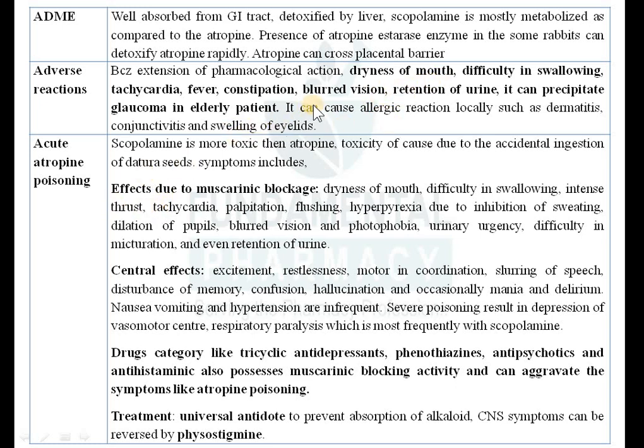Now acute atropine poisoning. Scopolamine is more toxic than atropine. Remember, toxicity can occur due to accidental ingestion of the alkaloids. Symptoms of atropine poisoning include the following. Due to muscarinic block, the effects are the same: dryness of mouth, difficulty in swallowing, intense thirst, tachycardia, palpitation, flushing, hyperpyrexia due to inhibition of sweating, dilation of pupil (mydriasis), blurred vision, photophobia, urinary urgency, difficulty in micturition, retention of urine.